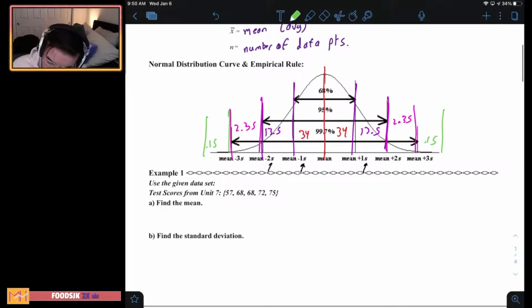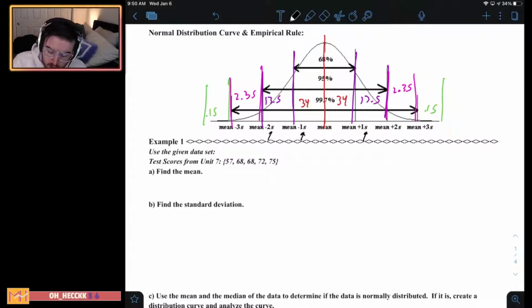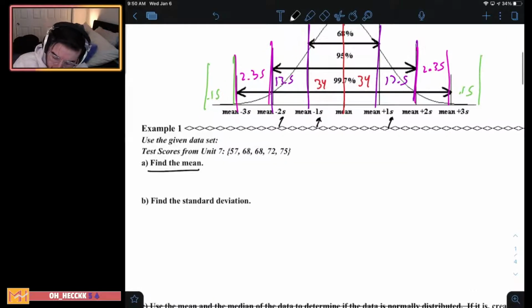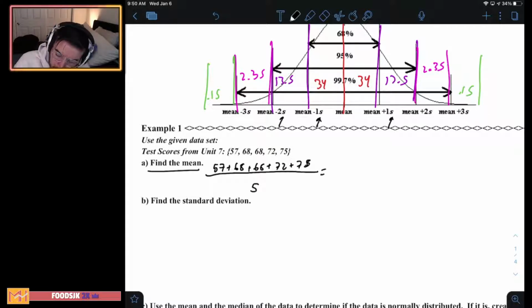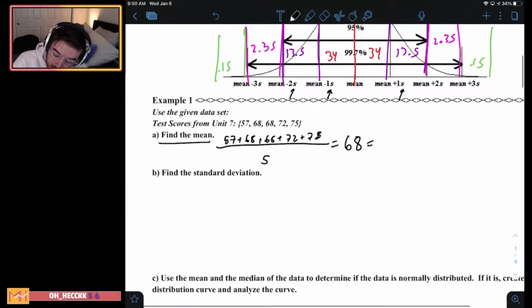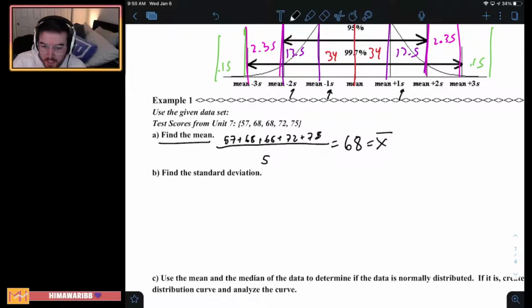Okay, don't stress about those numbers quite yet, but we need to have those written down. So let's just crunch some numbers. Let's first find the mean, find the average. So how do we find average? Add your numbers together and divide by how many there are. I've already pre-crunched these numbers, so you don't have to wait for me. The average is 68. So that is our x with the bar over the top.